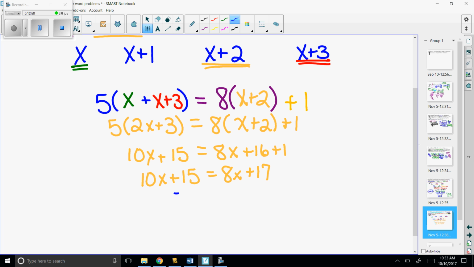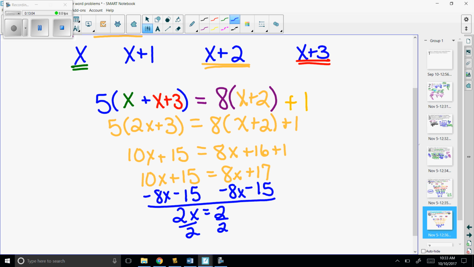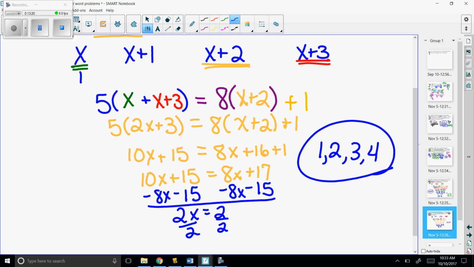So to solve, I'm going to subtract 15 from both sides and then move the x to the left-hand side, and you get 2x equals 2. So if you divide by 2, what is x? 1. That's your first number. We want consecutive integers. So I have 1, which is right here, and then I get 1 plus 1, which is 2, 3, and 4. There's your answer. 1, 2, 3, and 4 consecutive integers.